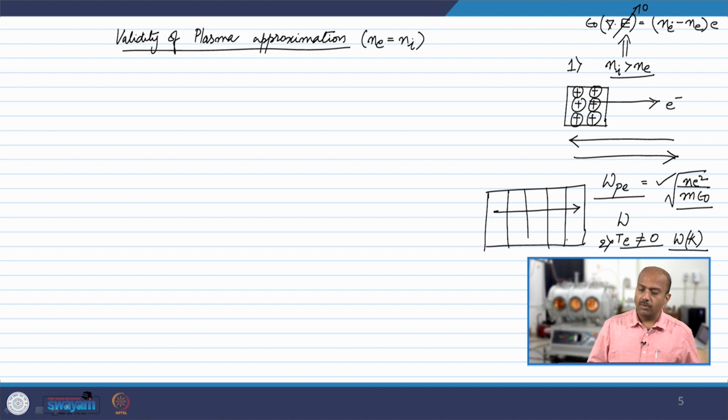So, in this modified picture, one thing is very clear: the number of ions is greater than the number of electrons, at least in the small region. In the total plasma, of course not, but in the small region, the number of ions is greater than the number of electrons. Now, if you go back and see the ion-acoustic wave, we had imposed a condition that the number of electrons will be equal to the number of ions. So, we removed the possibility of the existence of an electric field because of this condition.